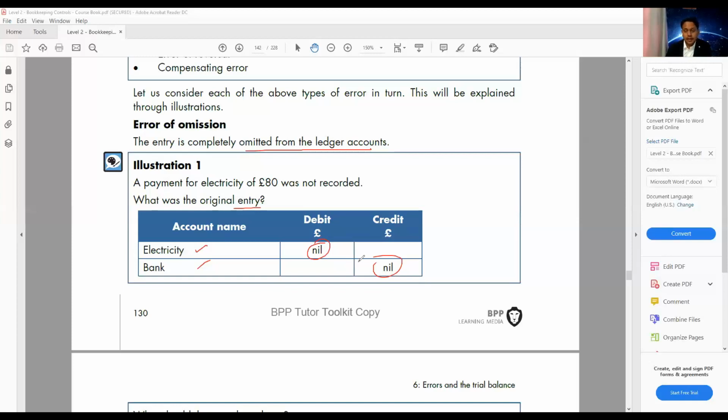So you need to ask three questions yourself. You can write it down. This is very important. You need to ask three questions yourself to identify the error and correct the error. The first one is, what was the original entry? What was the original entry? So with the mistake, what mistake have you done? With the mistake one.